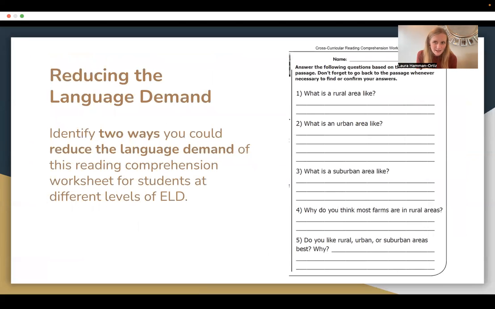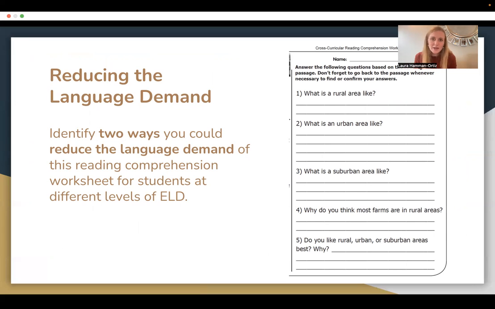Now we're going to move to the second item, and you can see that there's some overlap here, multiple ways to show what you know, but also reducing the language demand. But let's focus specifically on reducing the language demand. The image on your screen is a list of questions that were connected to the passage that you just read. So this is a reading comprehension worksheet, and it has different questions.